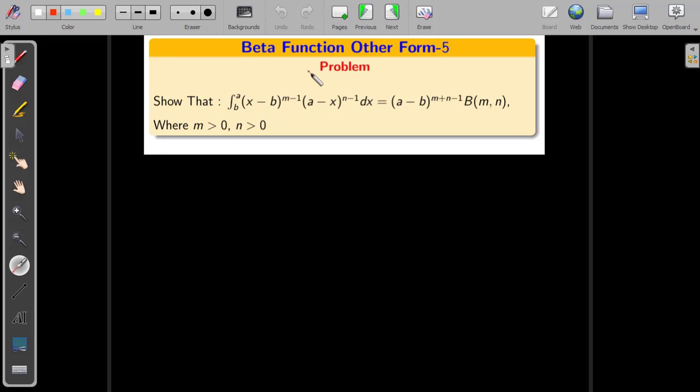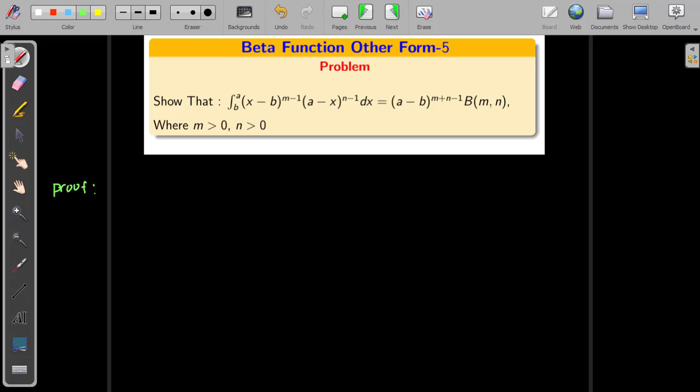So this is the question, the problem. Show that the integral from b to a of (x minus b) to the power m minus 1 times (a minus x) to the power n minus 1 dx is equal to (a minus b) to the power m plus n minus 1 times beta of m comma n, where m is positive and n is also a positive number. To prove this result, let's start the solution. Proof.